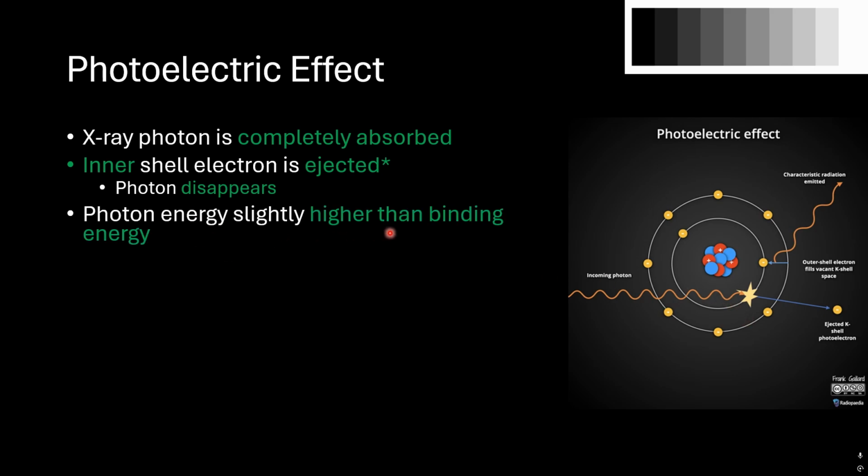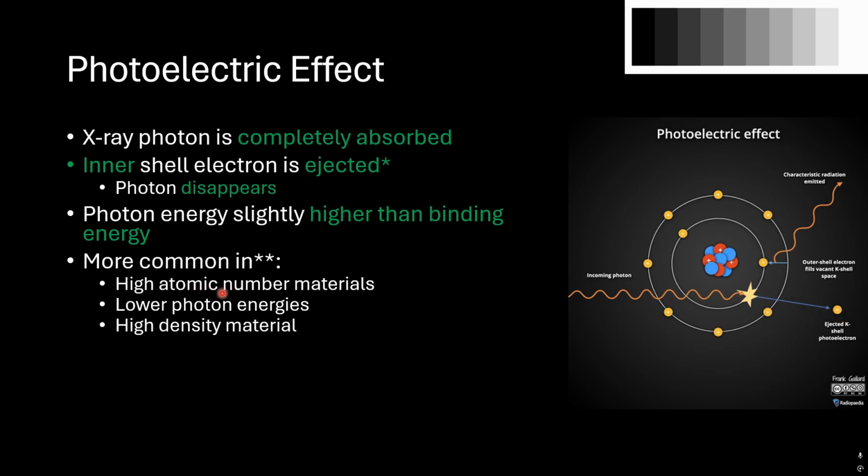Photon energy is slightly higher than binding energy. We need the incoming photon's energy to be higher than the binding energy of the inner shell electron to knock that electron away from the atom. It's more common in high atomic number materials. If the atom has a high atomic number, it will absorb more photons.